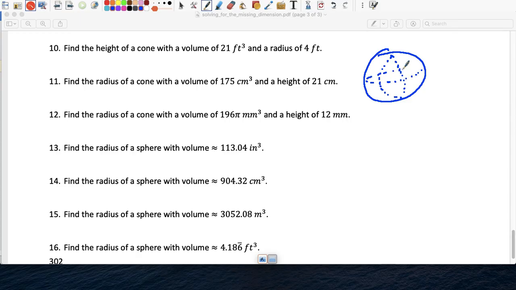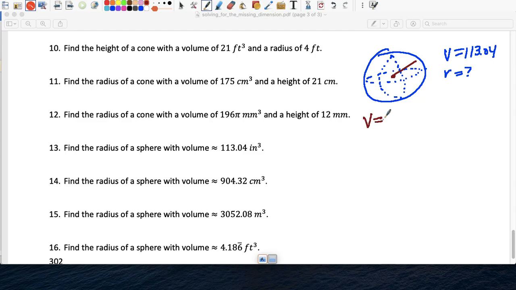There's my sphere. A sphere has a volume of 113.04, and we want the radius. With a sphere, there are only two variables: volume or radius. You're either going to be given the radius or the volume, and you solve. So we don't have the radius. That's what we're trying to measure.